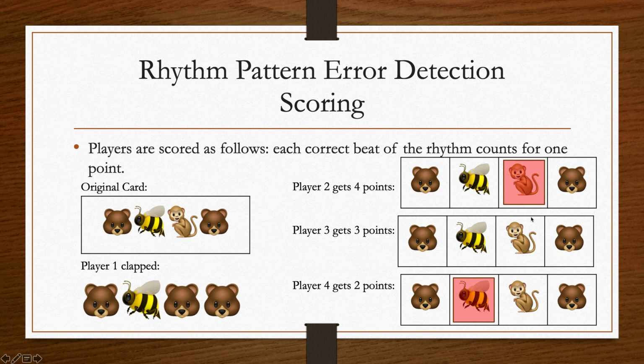Player 4 would get 2 points because out of the 4 beats, they missed 2. They got the first bear and the last bear, but they incorrectly identified bumblebee as being a mistake, and they also failed to note that monkey was performed incorrectly. And that's the game. The first player to 20 points wins.